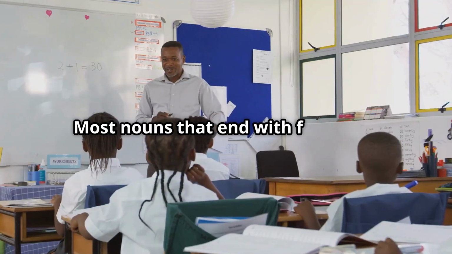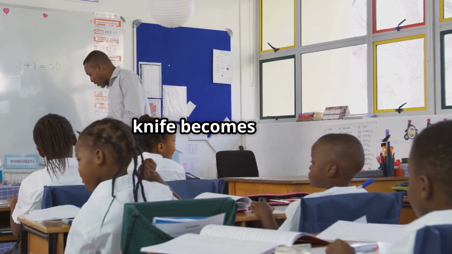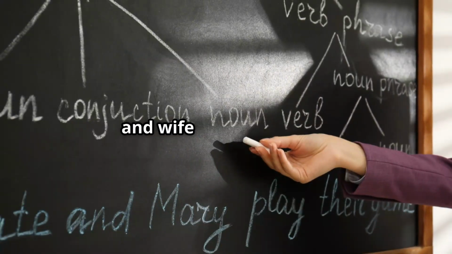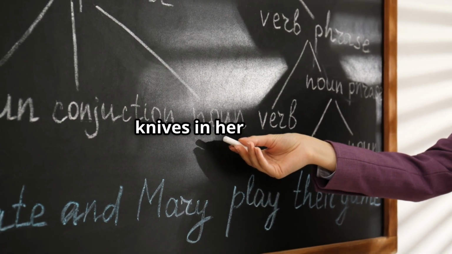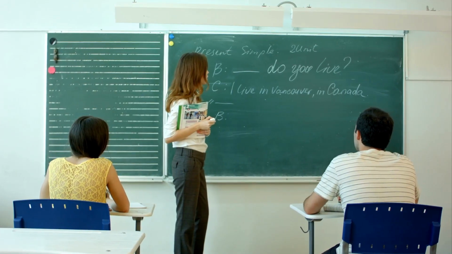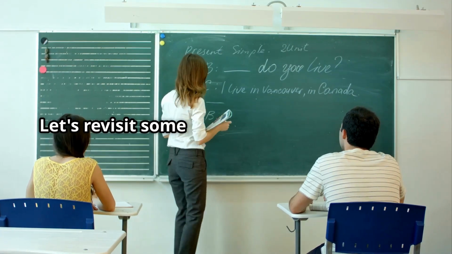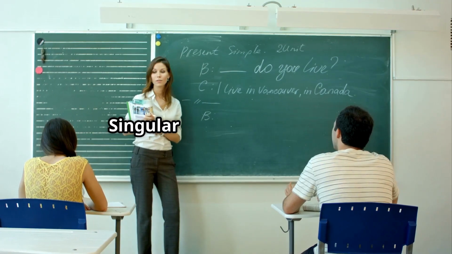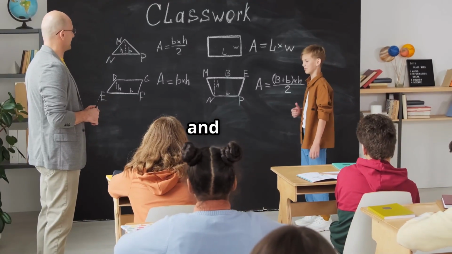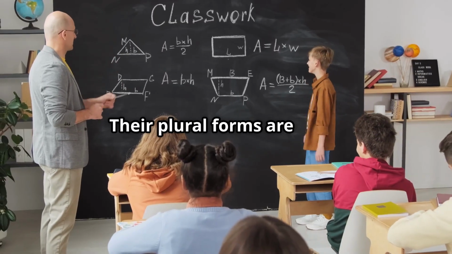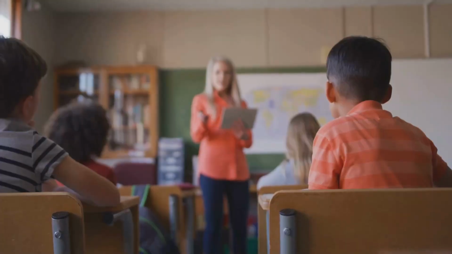Most nouns that end with f or fe are made plural by changing the ending to ves. For example, knife becomes knives, leaf becomes leaves, and wife becomes wives. Here's a sentence: She has 23 knives in her kitchen. Let's revisit some singular and plural nouns. Singular nouns include bed, fox, hero, baby, toy, and wife. Their plural forms are beds, foxes, heroes, babies, toys, and wives.